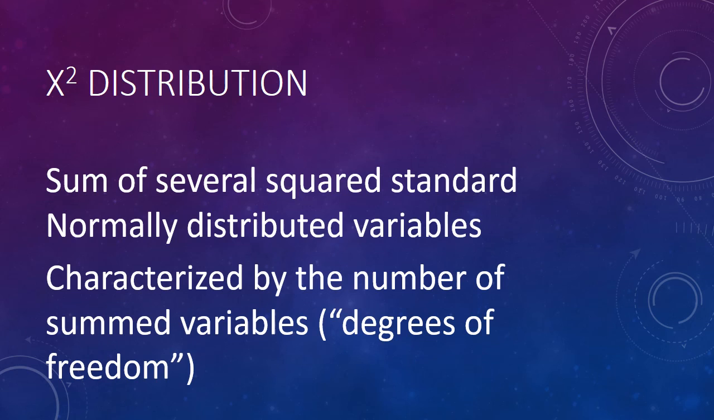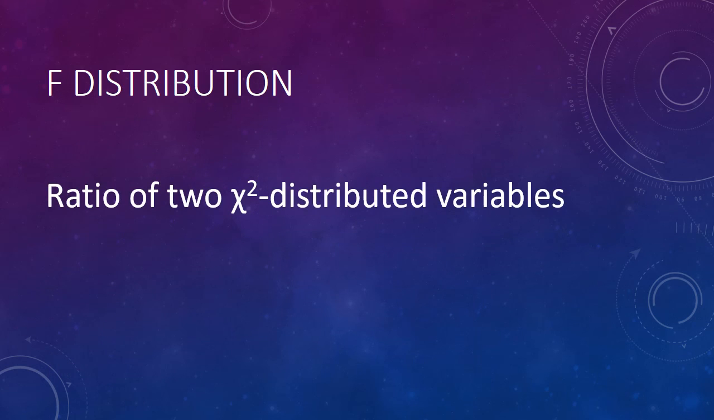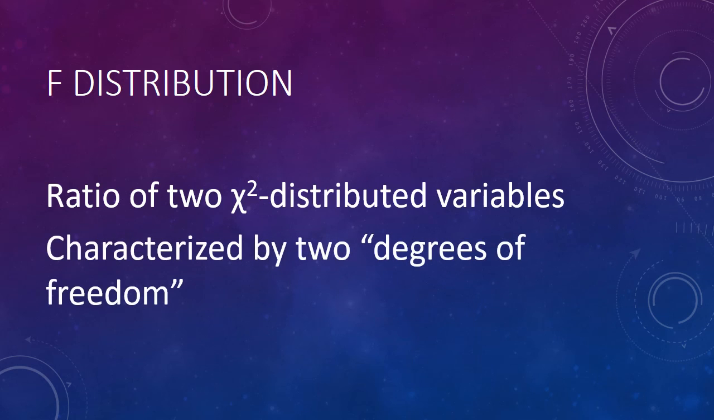Finally, there's the F distribution. The F distribution is a ratio of two chi-squared variables. If you have two variables that are distributed with the chi-squared distributions, and you divide one by the other, the new variable that you get is going to have an F distribution. It's characterized by two degrees of freedom, a number of degrees of freedom for the numerator and a number of degrees of freedom for the denominator.